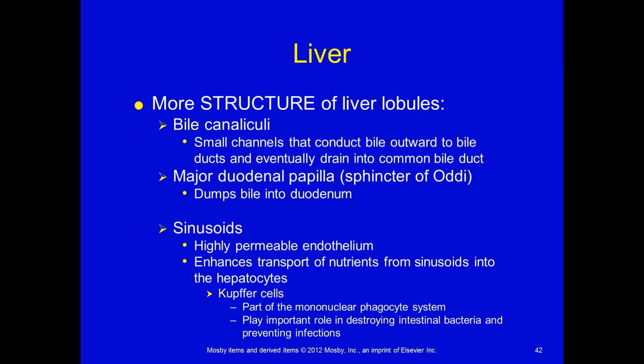Again, we'll discuss more about this when we talk about circulatory cells. But again, it's also really important that these Kupffer cells play an important role in destroying intestinal bacteria and preventing infections, because the liver receives all that venous blood from the gut and from the pancreas that may be dirty. So keep that in mind.